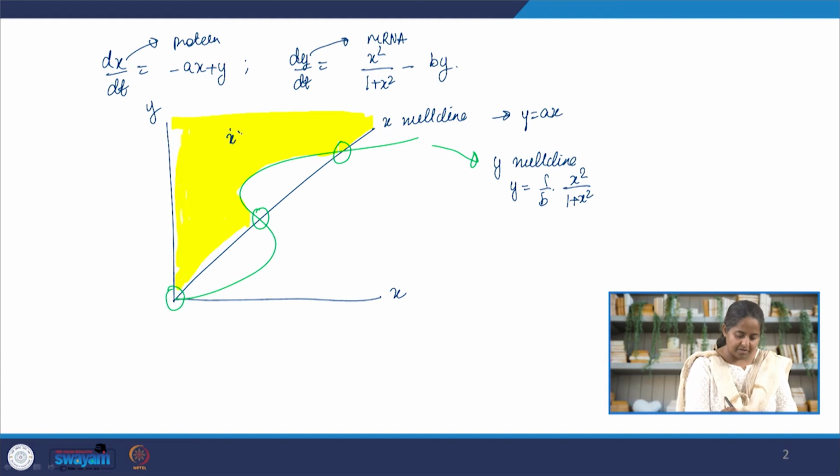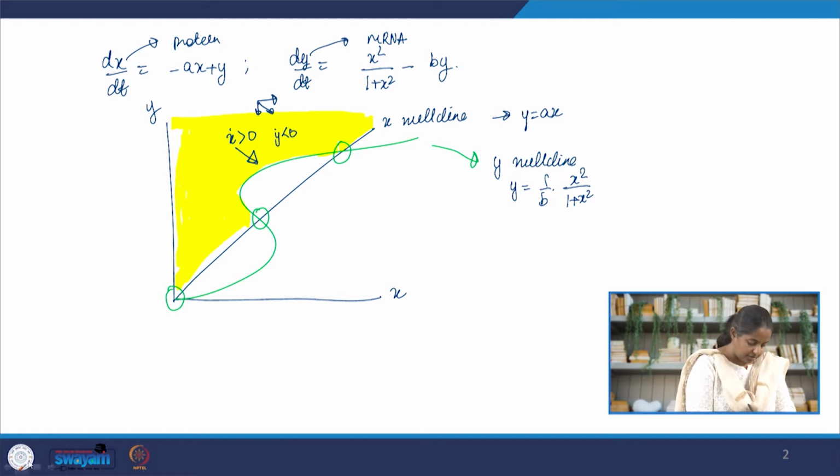So the rate at which x is changing with time is positive. Now for dy/dt, when y is more than it needs to be for dy/dt to be 0, we notice that dy/dt becomes negative. So dx/dt is positive, x is increasing, and dy/dt is negative, so y is going down. So in the yellow highlighted area, the net flow is in this direction.